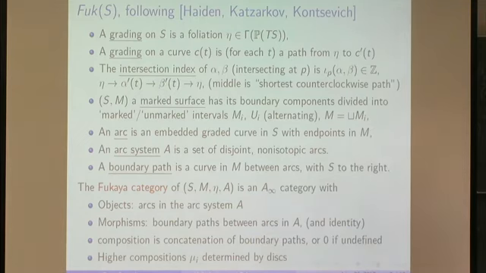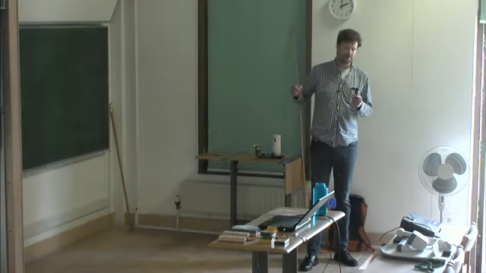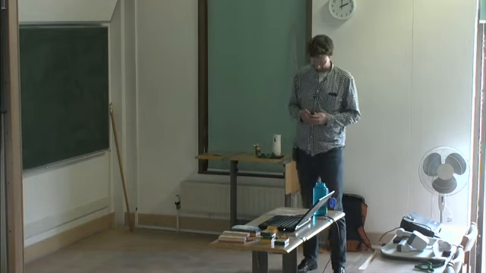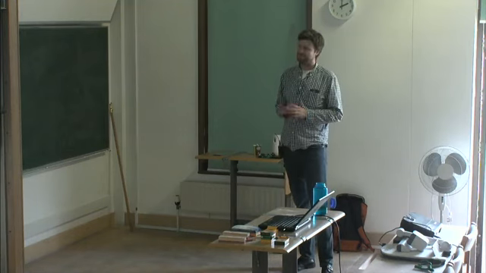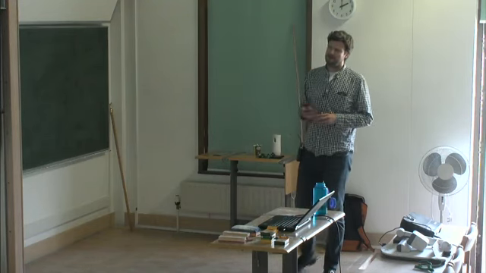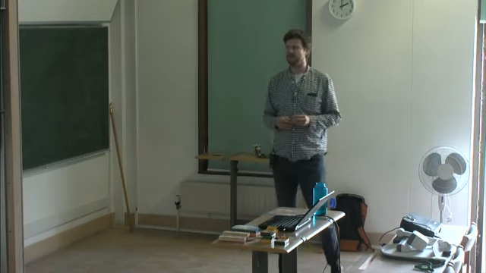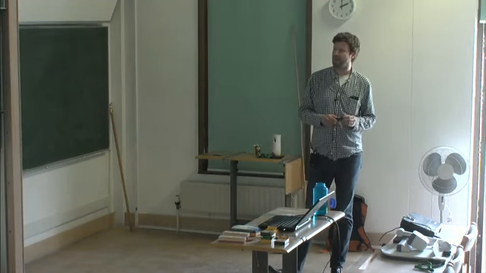Okay. So an arc will be an embedded graded curve in the surface whose endpoints are in the marked intervals. And we want the arcs to be not isotopic to a subset of M. So when I say arc, I mean an embedded graded curve whose endpoints are at M. And then an arc system is a choice of some arcs on the surface which are disjoint and pairwise non-isotopic.